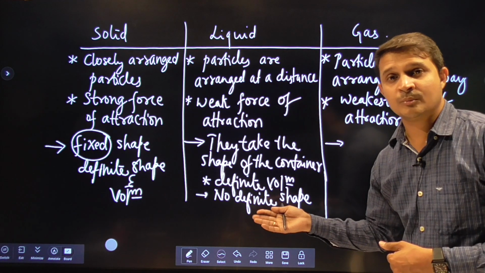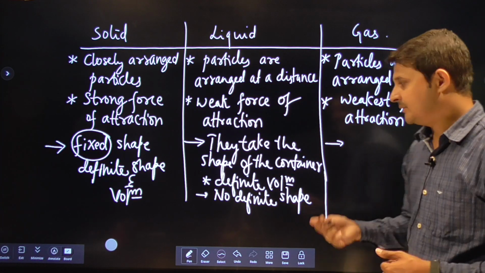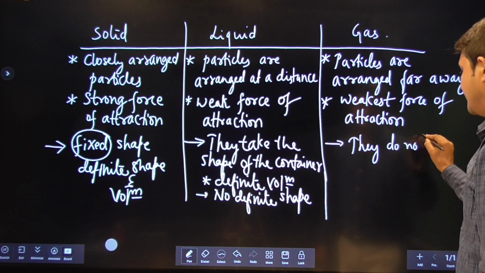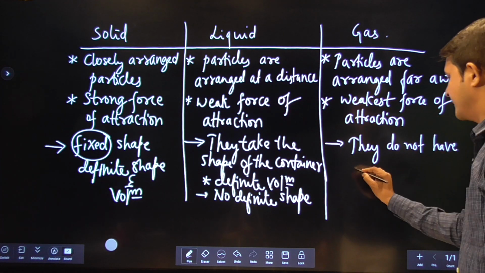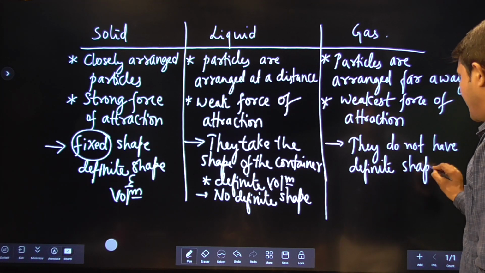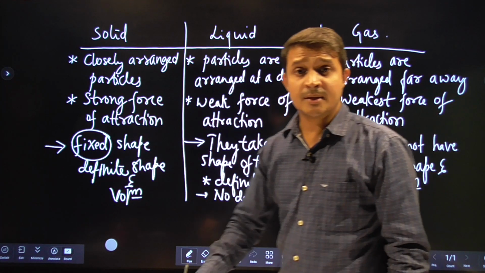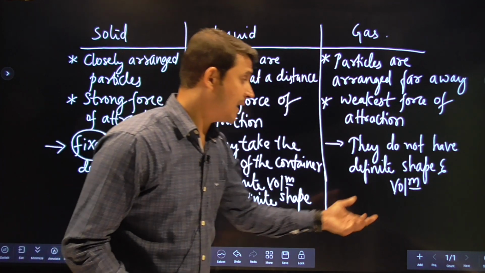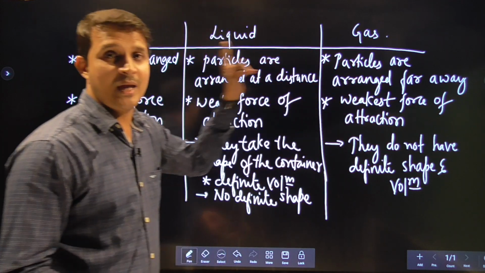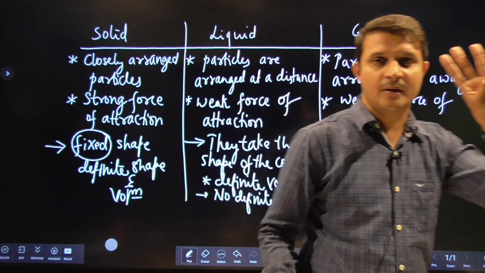And since they move freely, we cannot say they have a definite volume either. Therefore they do not have definite shape and volume. Neither do they have a definite shape nor a definite volume. Okay, so that makes the difference between solids, liquids and gases, the three states of matter.